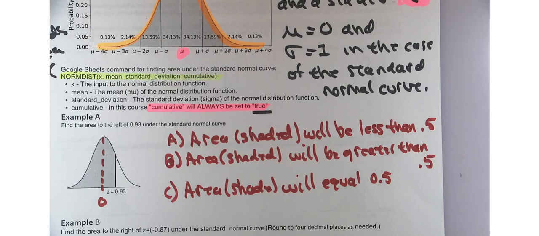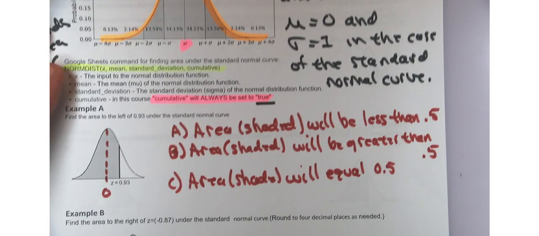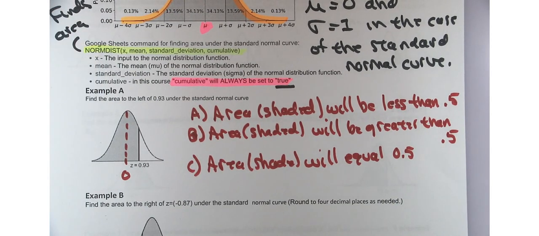Think about it for a second and then see if your neighbor agrees with you. And then we'll take a look at the command that will actually be able to get that value from the normal distribution. So go ahead, chat it up with your neighbor real quick.